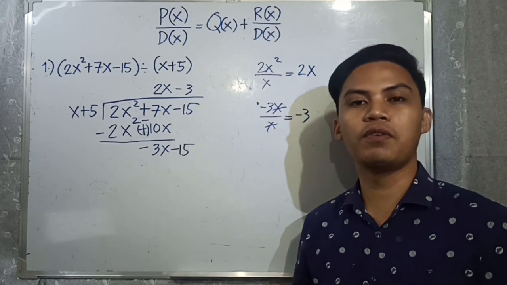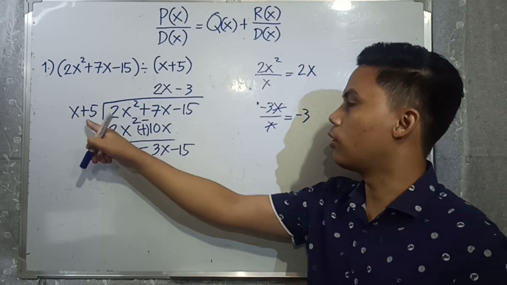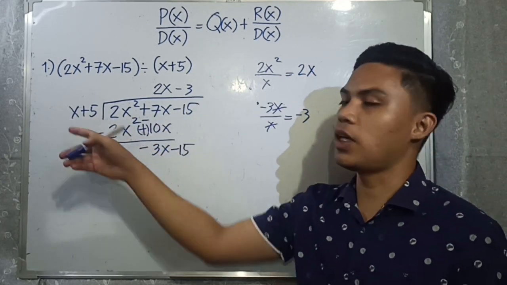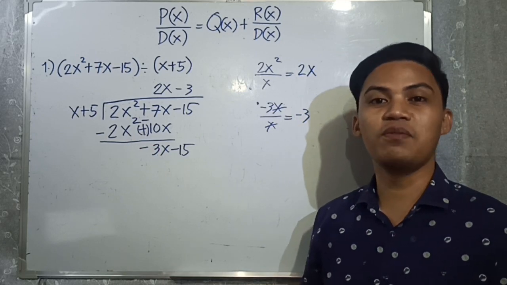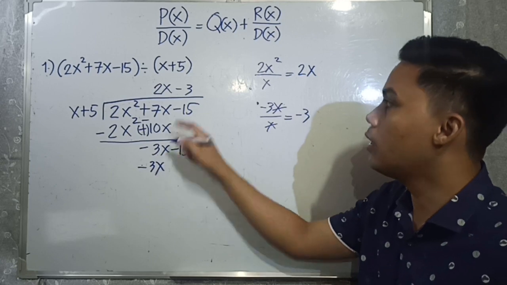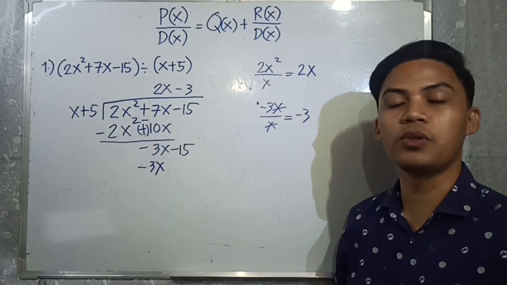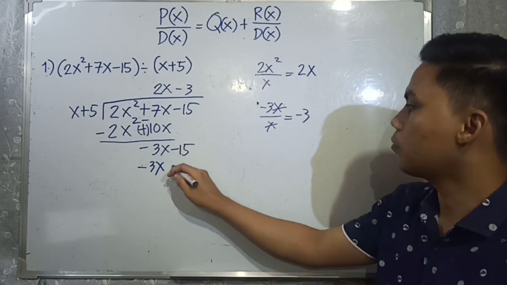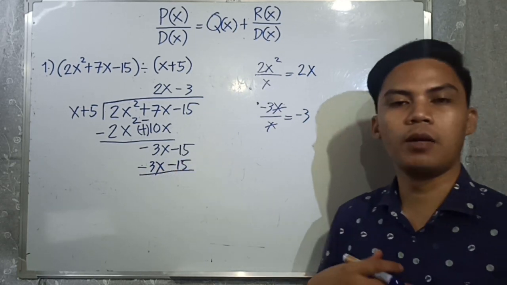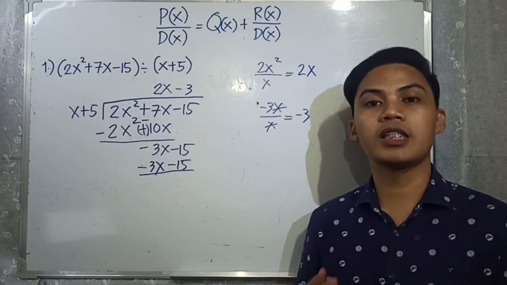So, ilalagay natin si negative 3 kalinya ng last term natin. Then again, after dividing, we're going to multiply the quotient by the divisor. Okay, so iisa-isahin natin sila. So, negative 3 times x, that will be equal to negative 3x. And negative 3 times positive 5, that would be equal to negative 15. So, kung mapapansin niyo, paulit-ulit lang yung process natin. We're going to divide, multiply, and subtract.